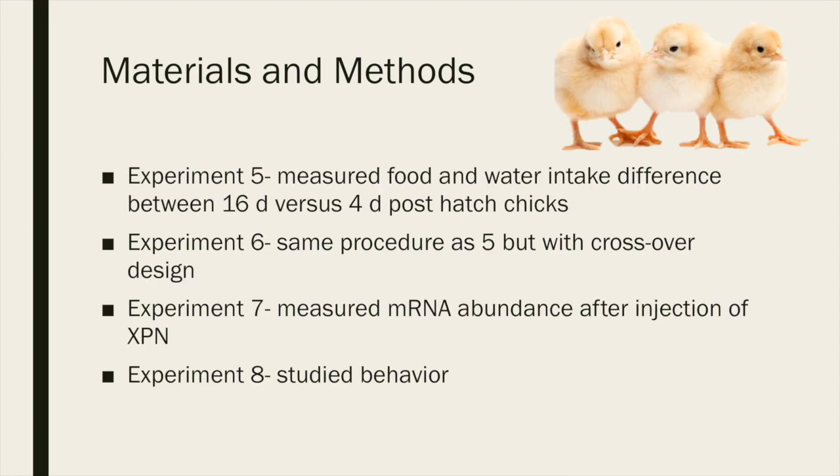Cannulation into the lateral ventricle was utilized in order to set up the 5th experiment. In the 5th experiment, chicks received 3 different doses of XPN 1 millimeter below the cannula previously described. Food and water intake was then measured. Experiment 6 followed the same procedure of XPN injection into the lateral hypothalamus with a crossover design. Experiment 7 measured the mRNA abundance, such as POMC, after the ICV injection of XPN, while Experiment 8 studied the behavior of chicks post-injection.